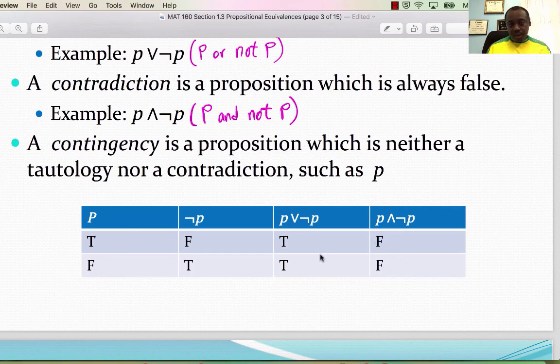Okay, now recall truth tables. We've done this before. Or is true if any one of them is true. It's only false if both are false. And we don't have that situation, so it's all true. And on the other hand, and is only true if both are true, otherwise false. And we do not have that situation, so it's all false. So here we have a tautology, and here we have a contradiction, all true and all false.